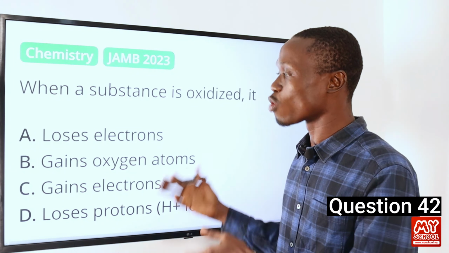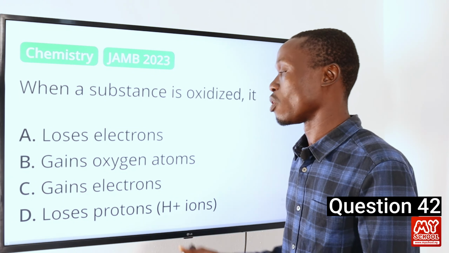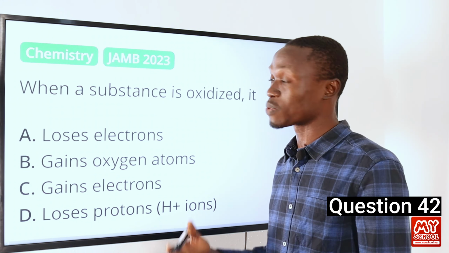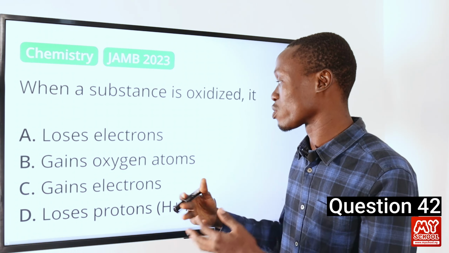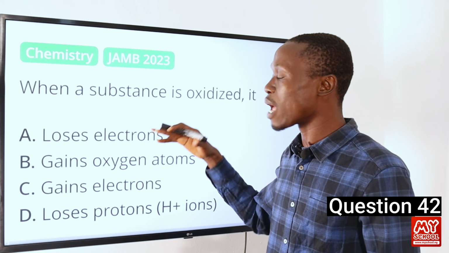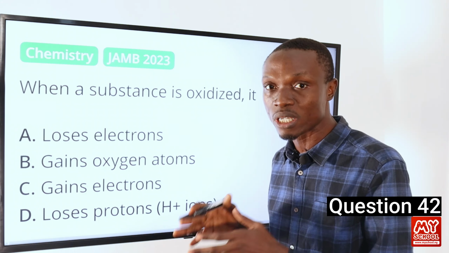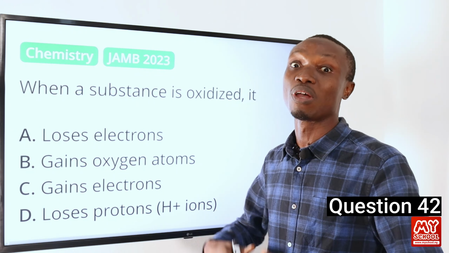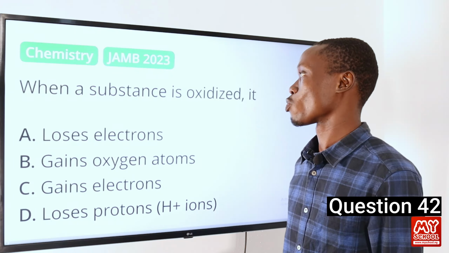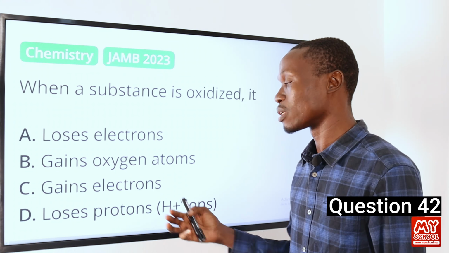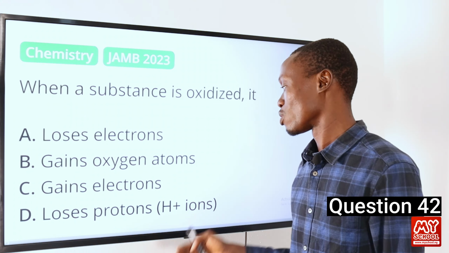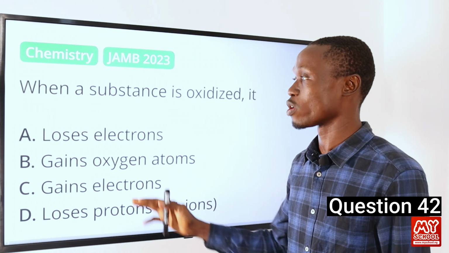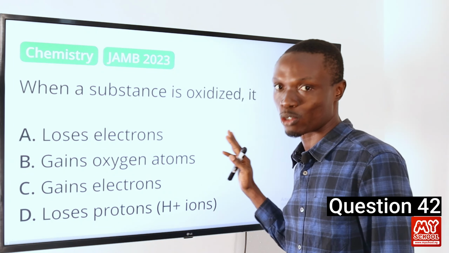But let's just look at the other options. Option B, gains oxygen atom. Of course, it's true, a substance that is oxidized also gains oxygen atoms. But we are answering this question based on the modern definition of oxidation, which is usually given in terms of electrons. Option C, substances that are oxidized don't gain electrons, they usually lose electrons. While option D, loses protons and ions. No. So the correct option to this question is option A, loses electrons.